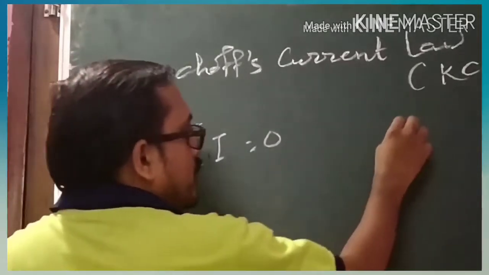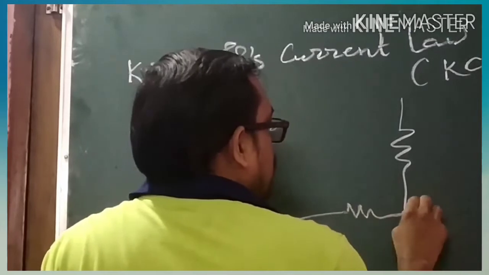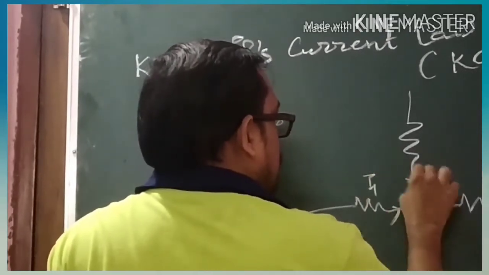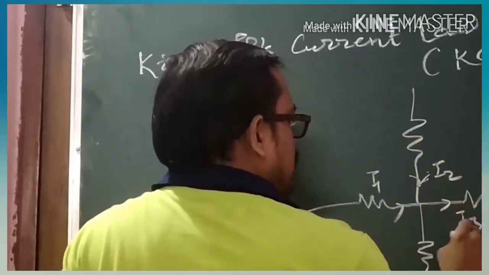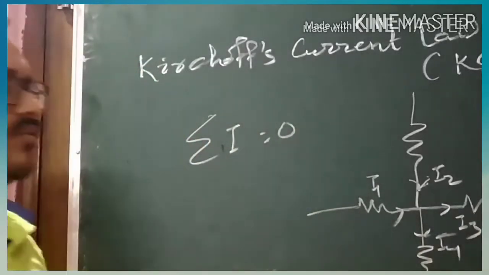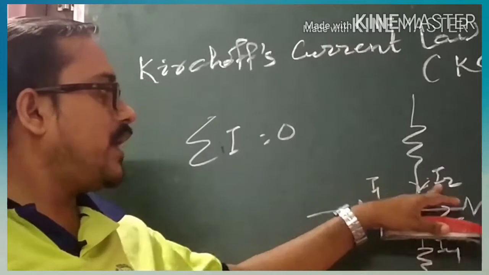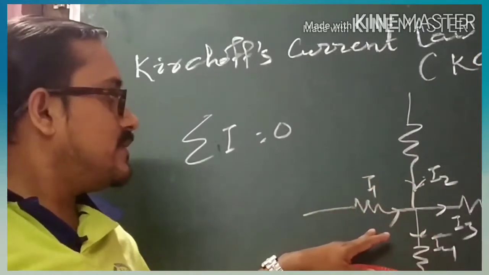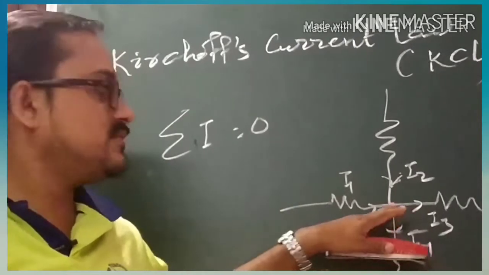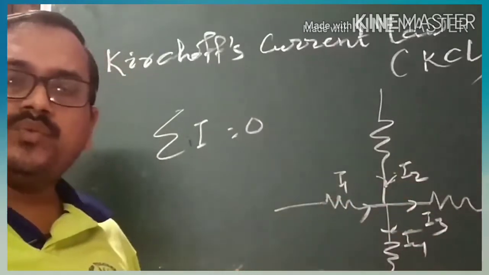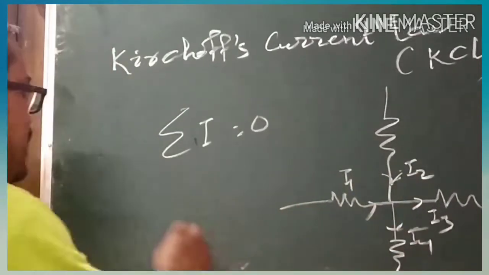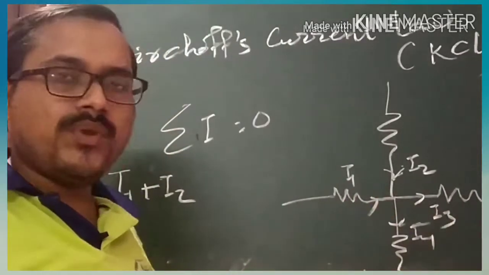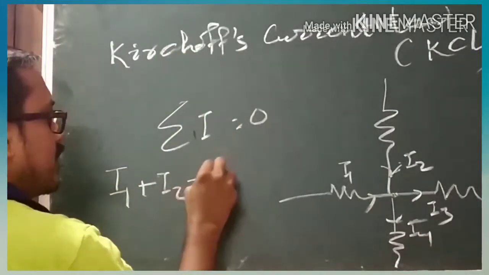Let me draw a network actually. This network consists of four conductors having currents I1, I2, I3 and I4. For the sign convention for the direction of current, the currents going towards the junction are taken as positive. Here I1 and I2 are going towards the junction, so we have I1 plus I2, and I3 and I4 are going away from the junction, so we take a negative sign.